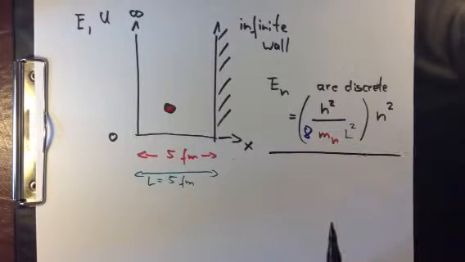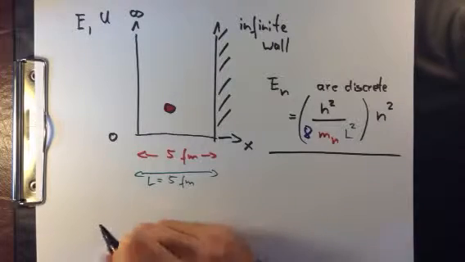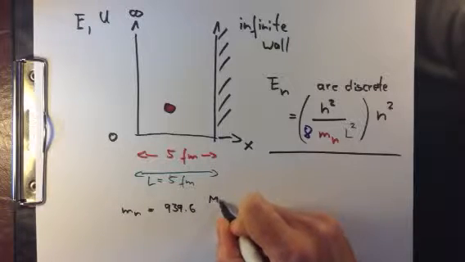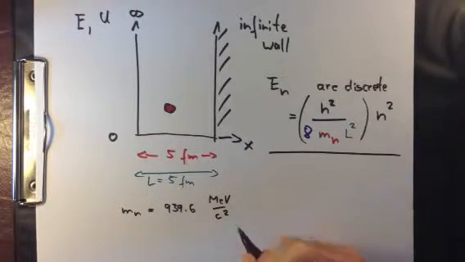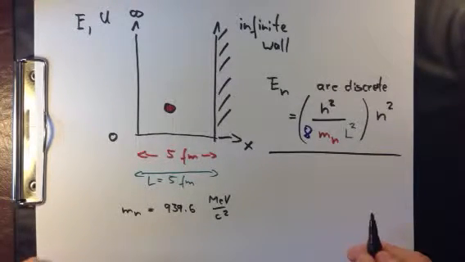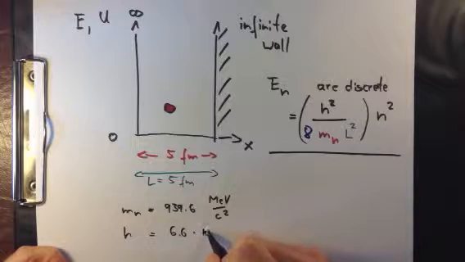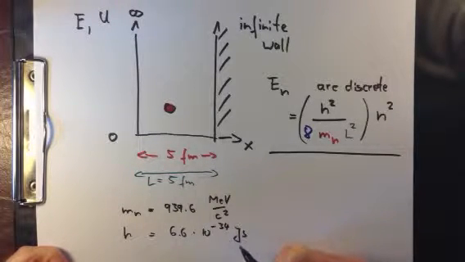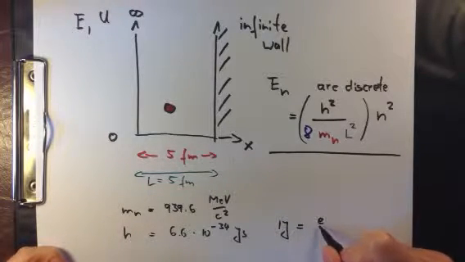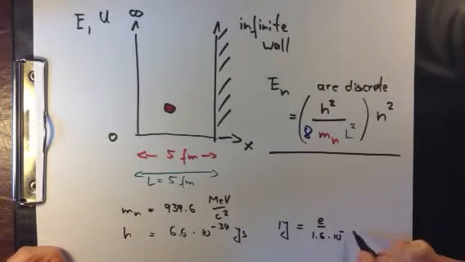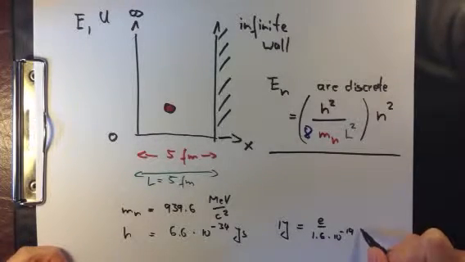If one calculates energies for this situation using, for the neutron mass, 939.6 MeV per c squared, expressed not in joules but in mega electron volts per speed of light squared, Planck's constant with 6.6 times 10 to the minus 34 joule second, and converts the joule via 1 joule equals elementary charge divided by 1.6 times 10 to the minus 19 times 1 volt.